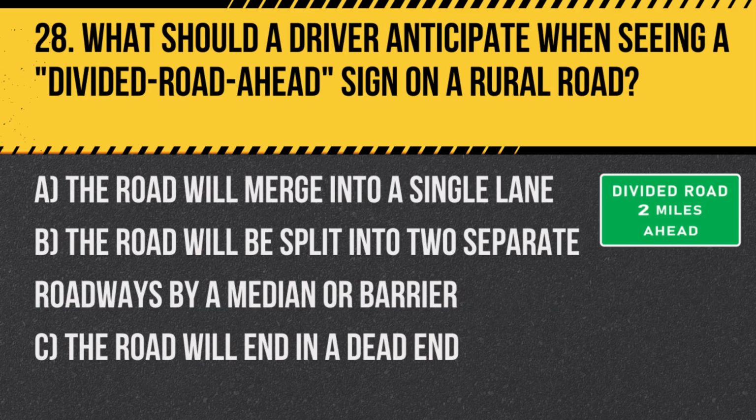Question 28. What should a driver anticipate when seeing a divided road ahead sign on a rural road? A. The road will merge into a single lane. B. The road will be split into two separate roadways by a median or barrier. C. The road will end in a dead end.